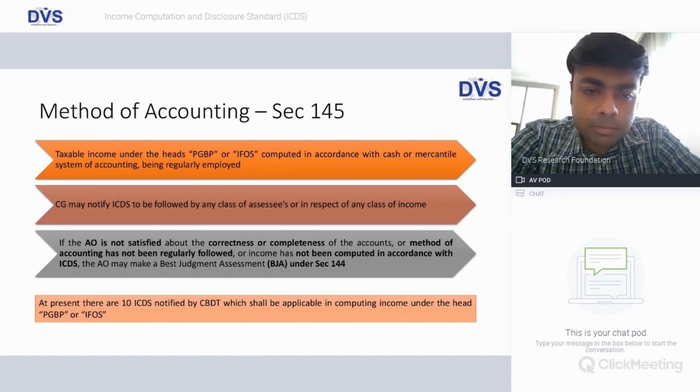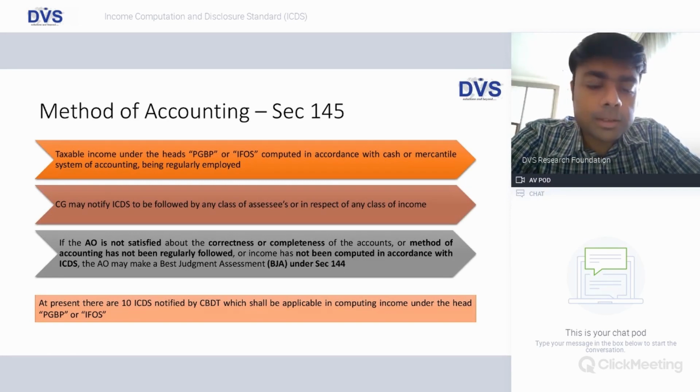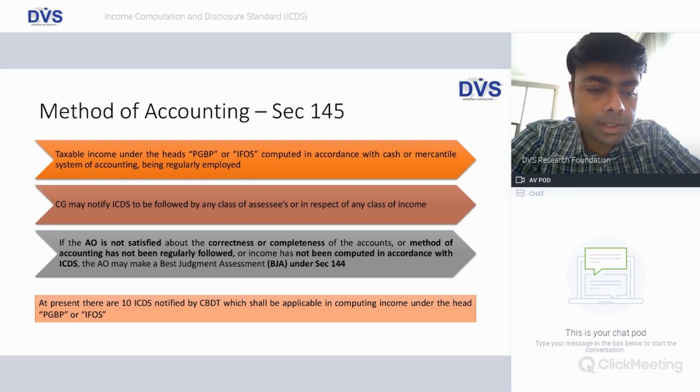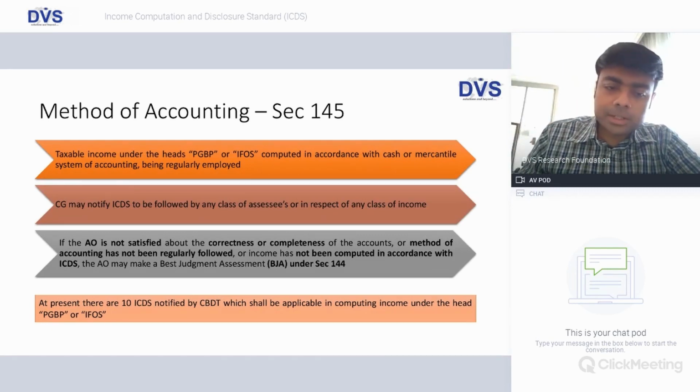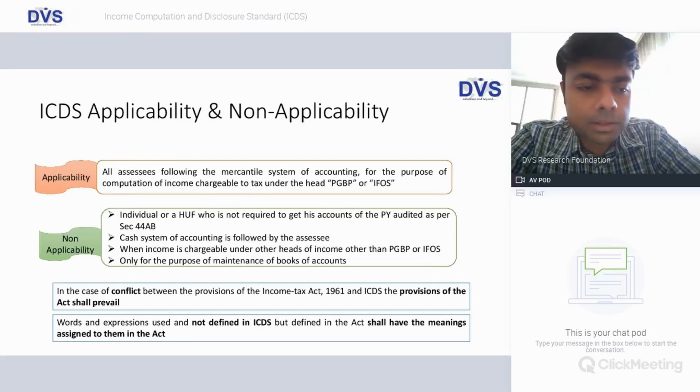So for taxable income under PGBP and income from other sources, the SSC had an option to compute it either under cash or mercantile basis. So ICDS shall apply only to those SSCs who've chosen to apply the mercantile system of accounting. And we also had a provision under 145 where if the assessing officer is not satisfied as regards the correctness and completeness of the financials, audit under best judgment assessment, which we have seen in one of our earlier webinars, can be initiated. As of now, we have 10 ICDS standards which have been notified and which need to be adopted by SSCs while filing their returns.